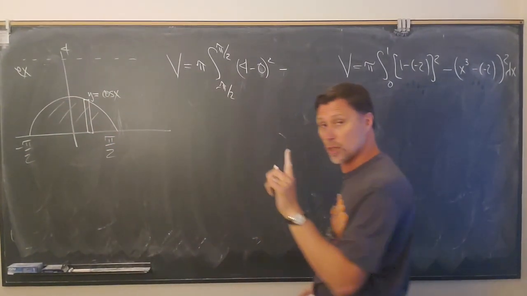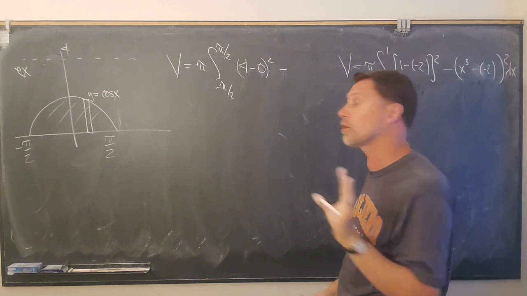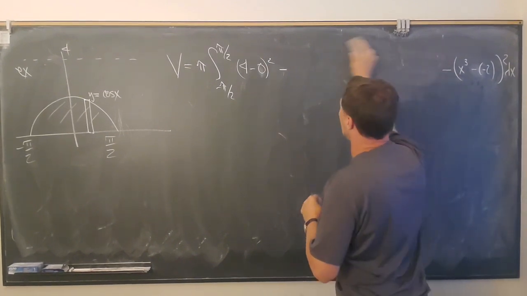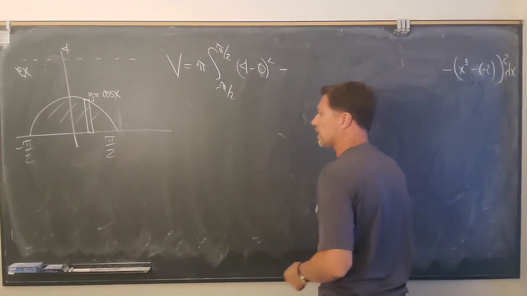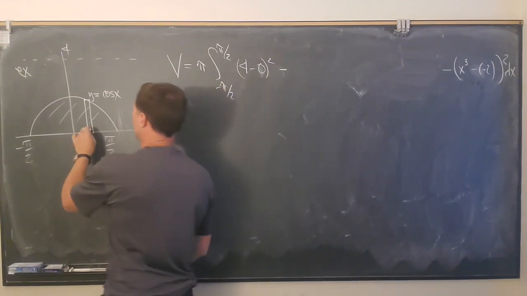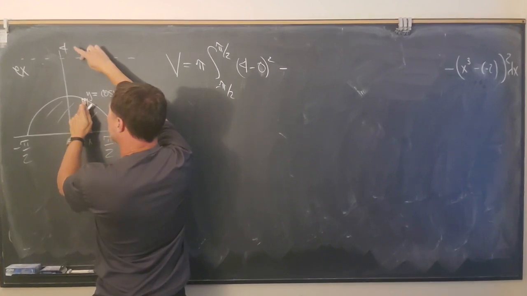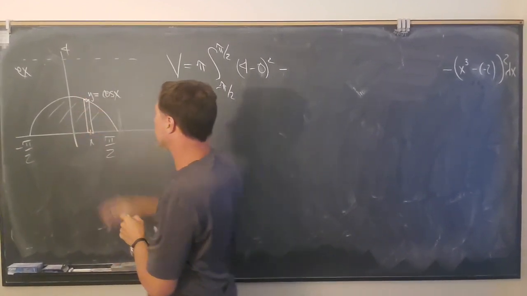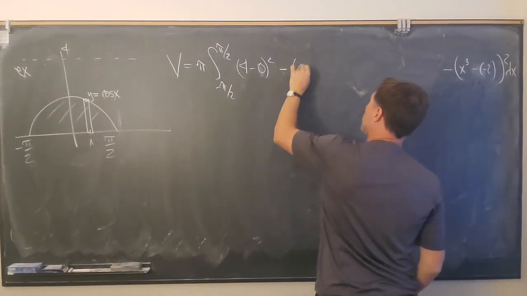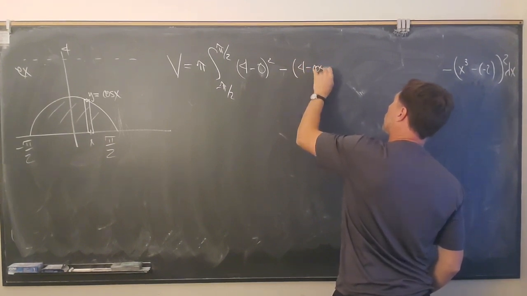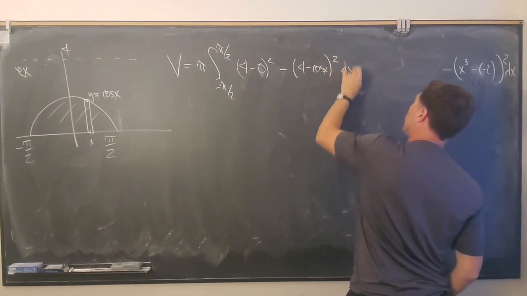Remember, don't think in terms of top and bottom. Think in terms of inner and outer solid. So the inner solid is defined by the cosine graph. And so if we sliced at position x, this distance right here is 4 minus cosine x, squared dx.